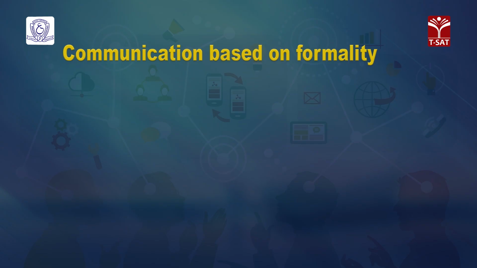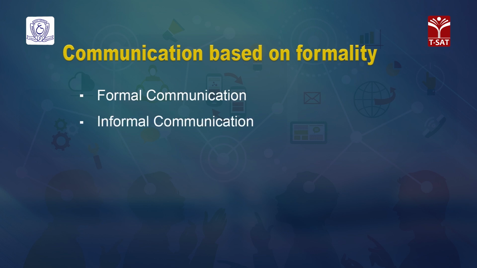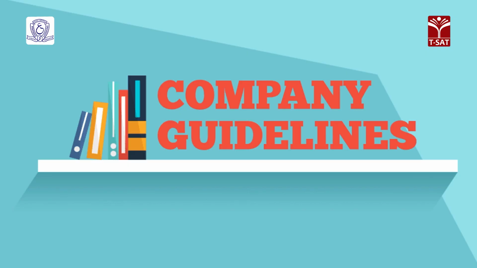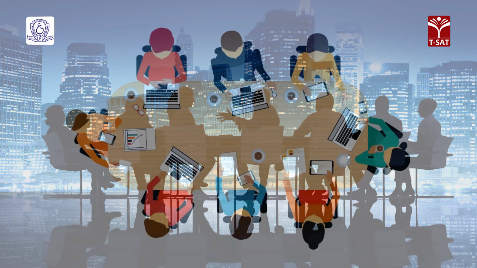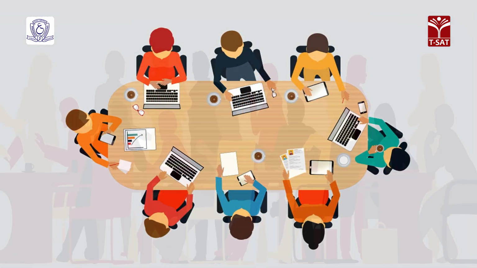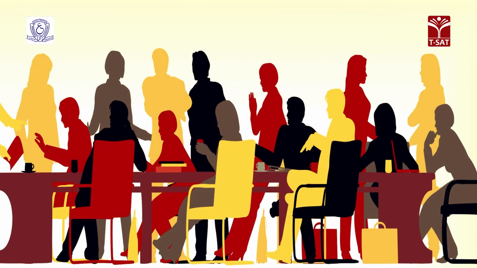Now, based on formality, communication is divided into two types, formal and informal. Formal communication is the communication which takes place in organizations and institutions and is bound by certain norms and guidelines set by organizations. Formal communication follows the chain of command and the flow is regulated in several ways. Formal communication is conventional, systematic and structured. However, at times it can be time-taking and rigid also.